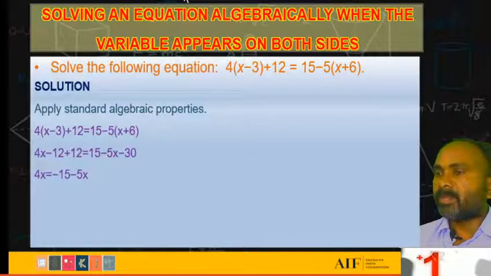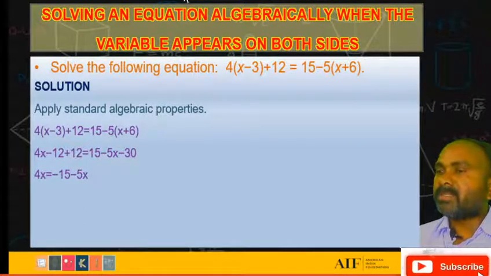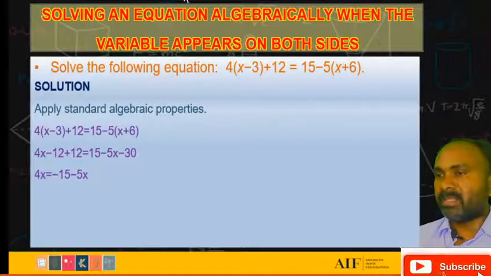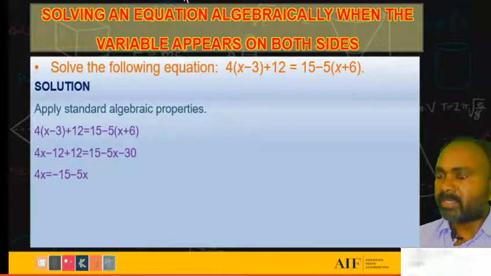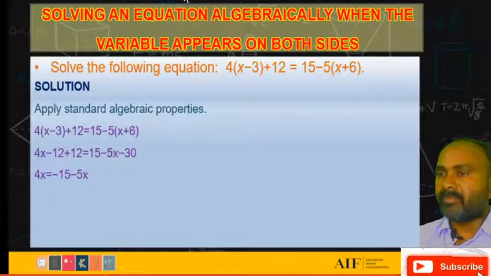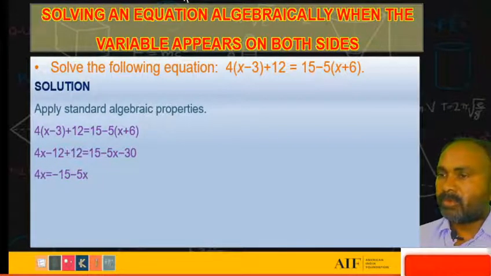Here minus 12 plus 12 is equal to 0, and for the constants, 15 minus 30. One is plus and the other is minus, so subtract them: 15 minus 30. The symbol is minus because the greater number, 30, has the minus symbol. So 4x equals minus 15 minus 5x.